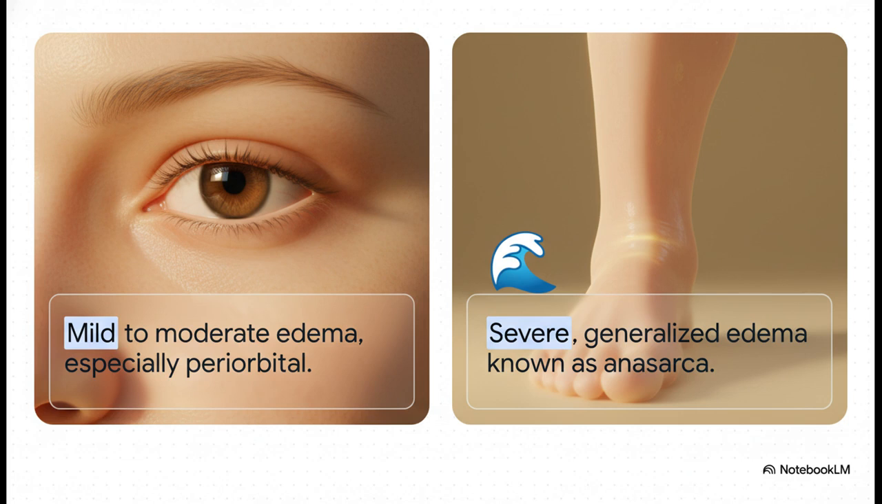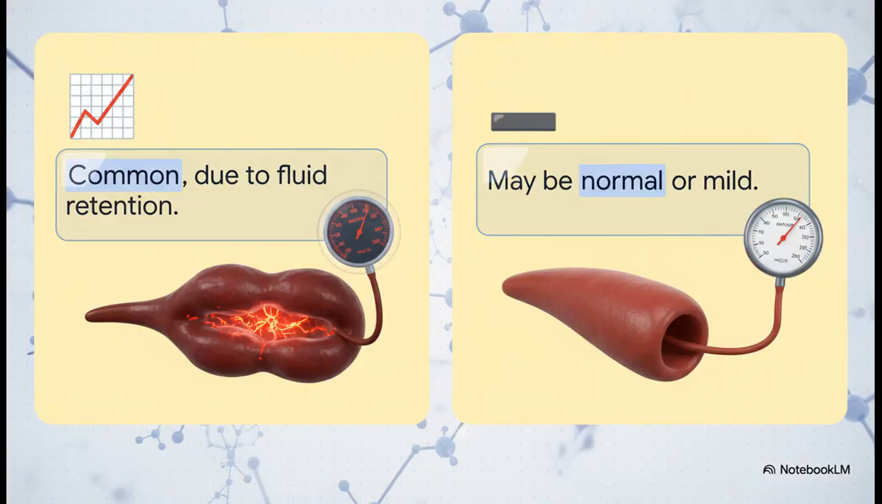Because they're losing so much protein in their urine, they lose the oncotic pressure that normally keeps fluid inside their blood vessels. The result? Severe, generalized edema all over the body, known clinically as anasarca. So it's a puffy eye in the morning versus massive, full-body swelling. Next, we strap on the blood pressure cuff. For the nephritic patient, hypertension is super common.